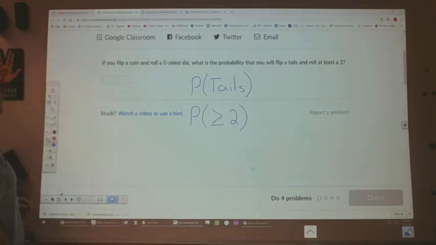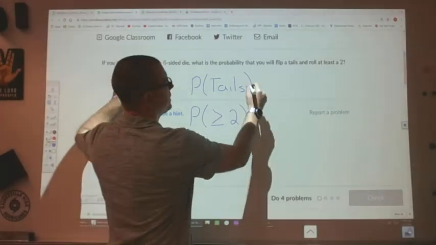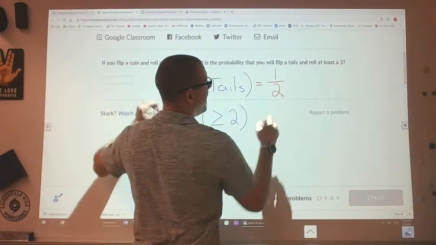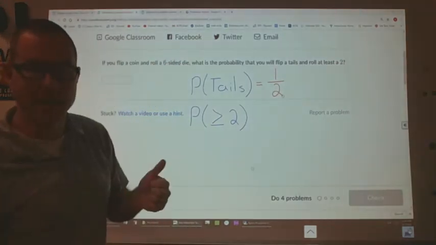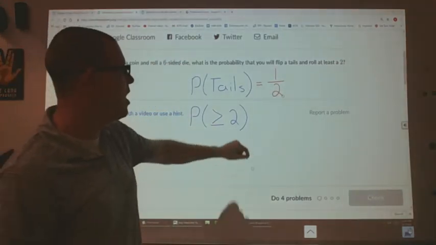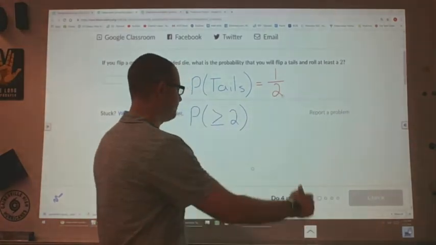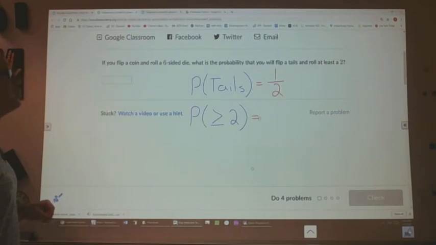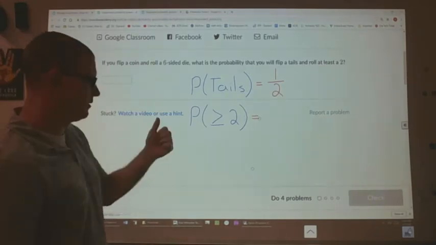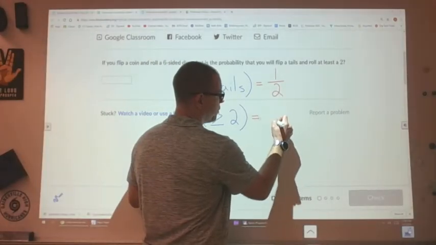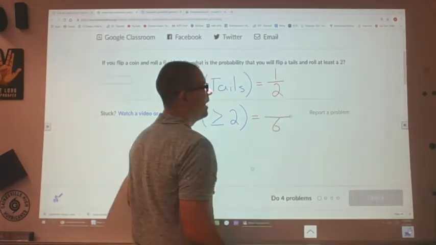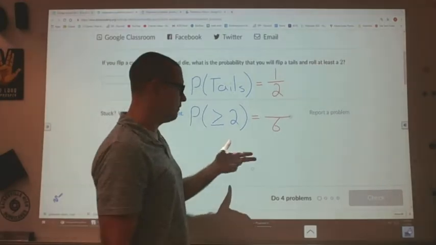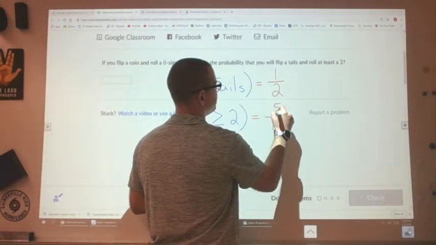On a coin, the probability of a tails is 1 success out of 2 possible outcomes. Could be heads or tails, so 2 outcomes. One of those is the desired outcome. The probability of getting at least a 2 on a 6-sided die, well, there's 6 sides, so that's my total number of outcomes. And of those sides, 5 of them are at least 2: 2, 3, 4, 5, and 6. So 5 out of 6.